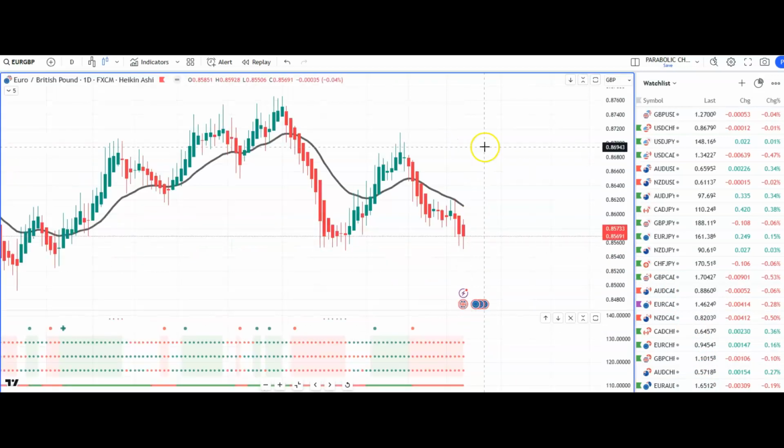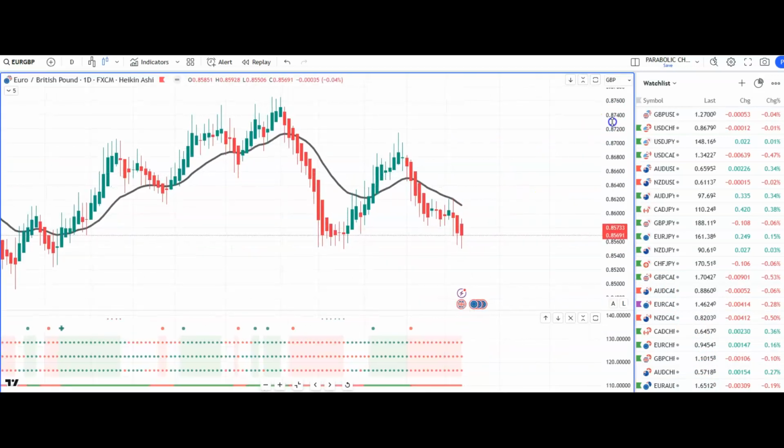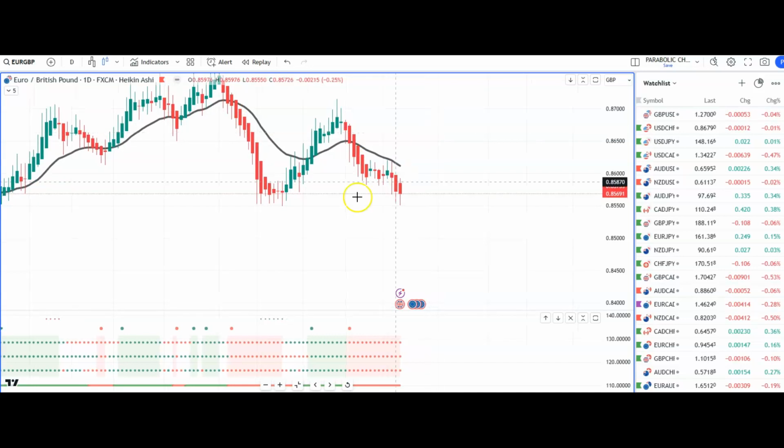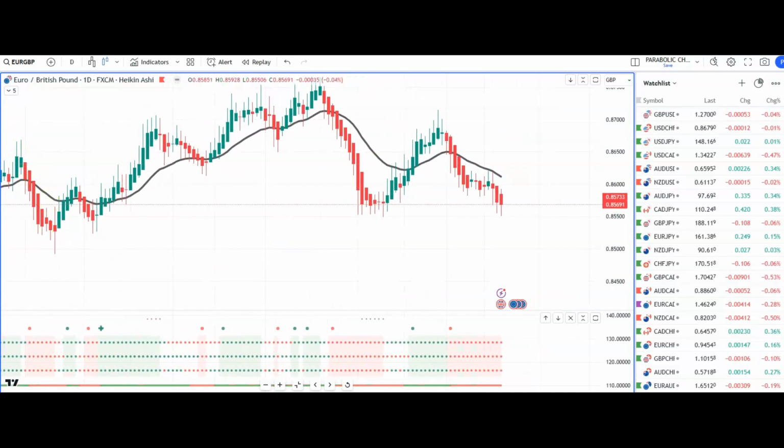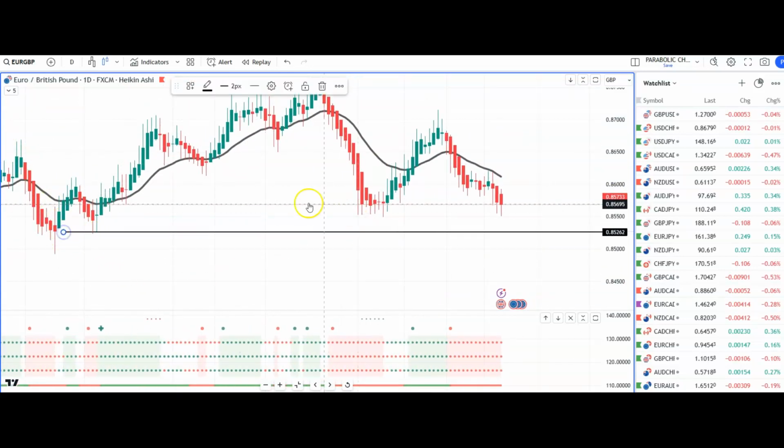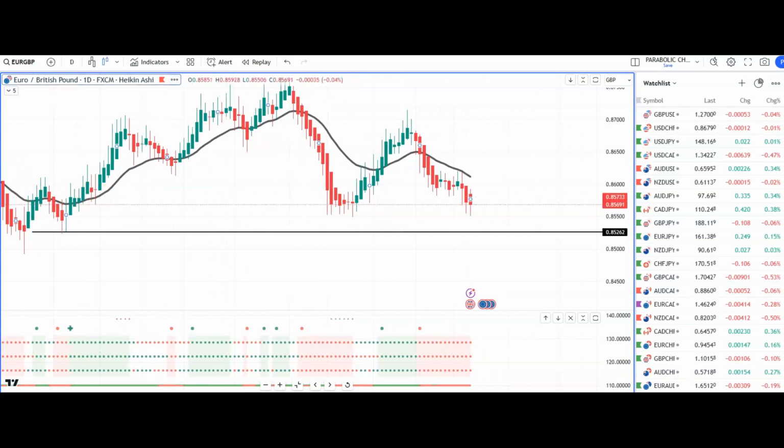Final one, Euro Pound to the downside. I don't particularly like this pair either, but there we are, such is life. So we do have a simple target here of 85.26.